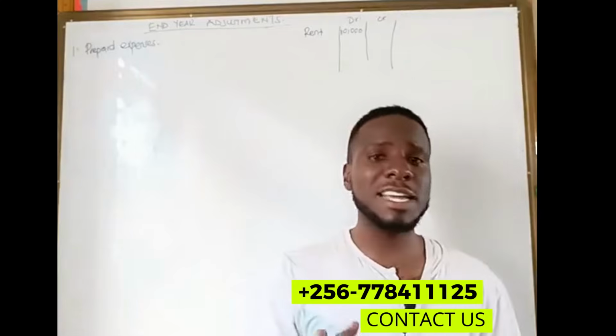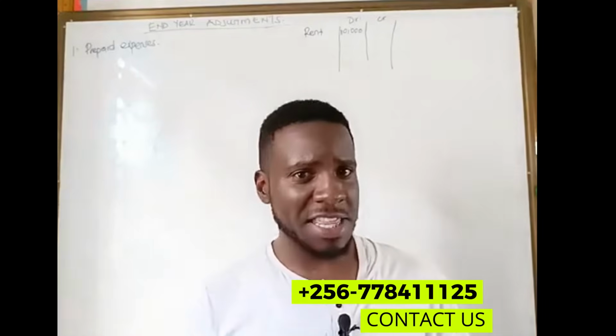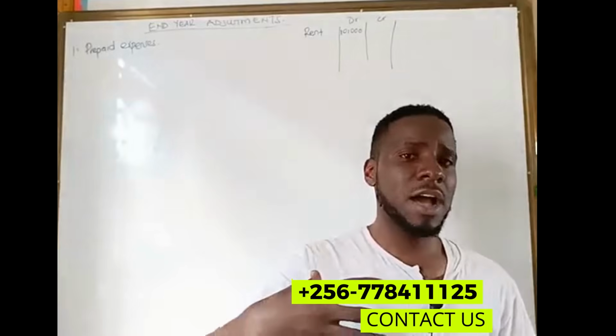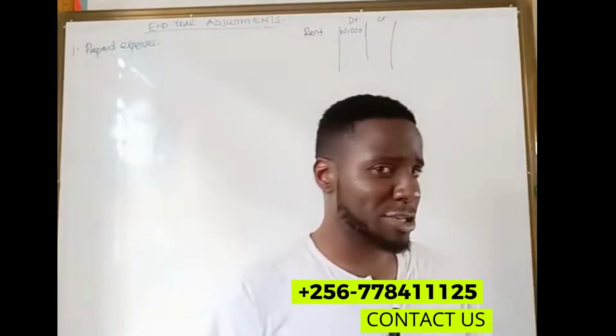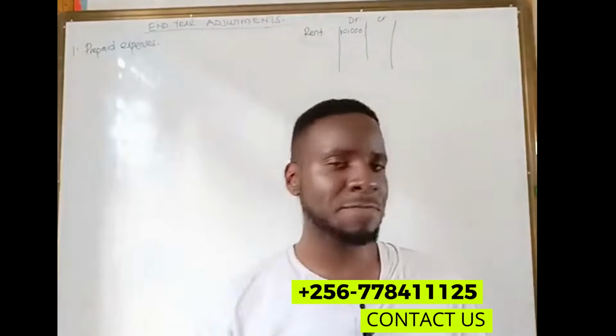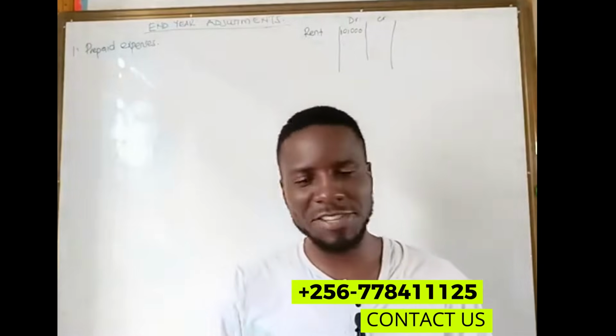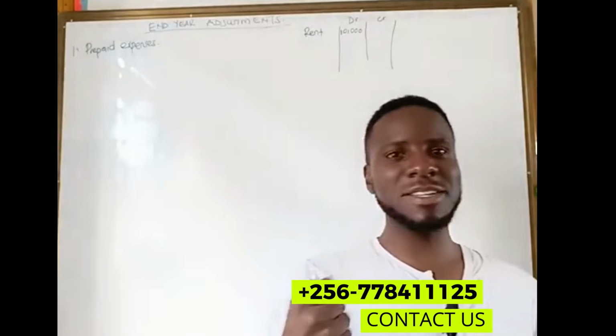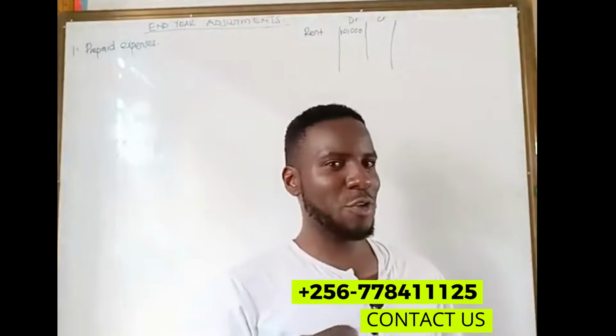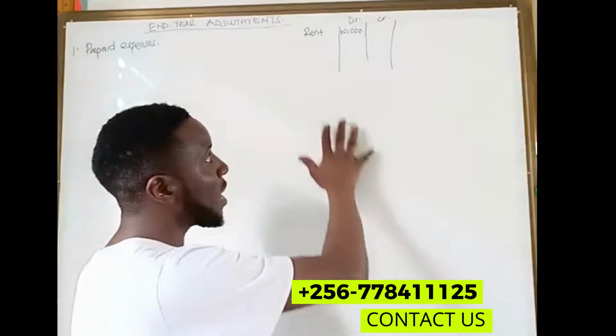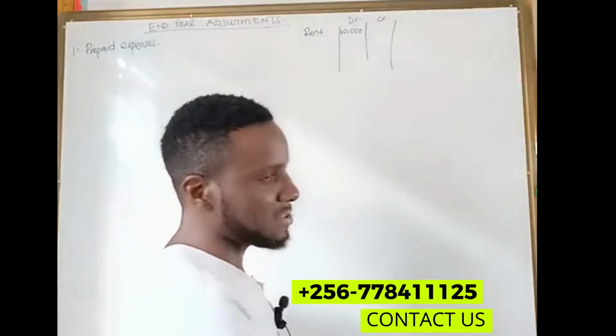But then you find out in the additional information that a half, or 50%, of that rent was for the forthcoming financial year. So that means we want to record the transactions that took place in this financial year.